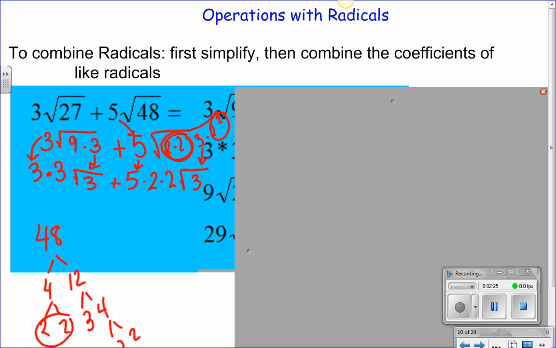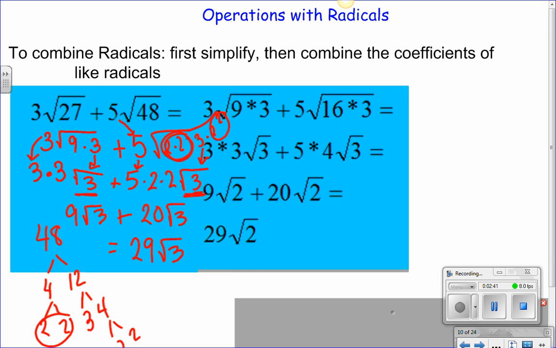Okay, so now look, it's the same surd, right? So we've got 9 square roots of 3 plus 10 times 2, so that's 20 square roots of 3. So altogether, that's 29 square roots of 3. And you can see that here as well. And this should be the square root of 3. Okay, and same with subtraction.